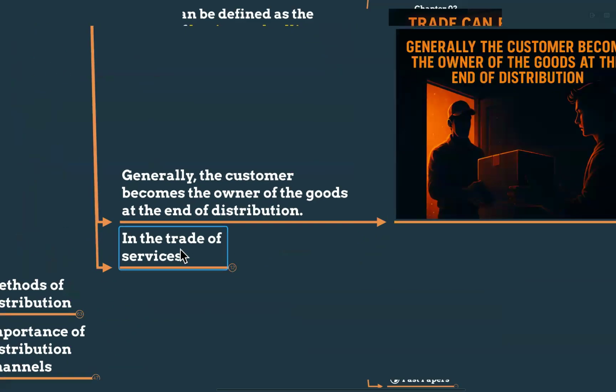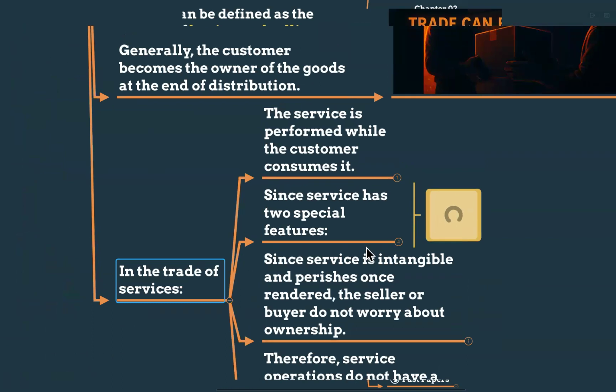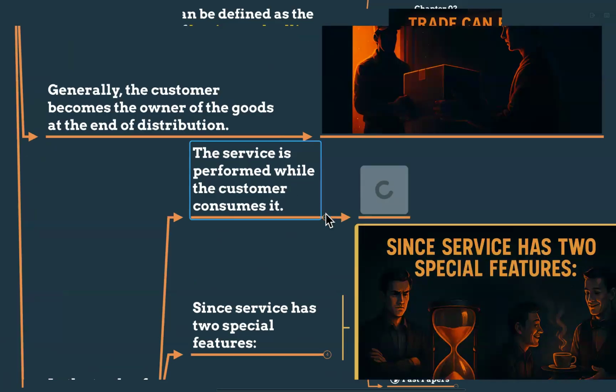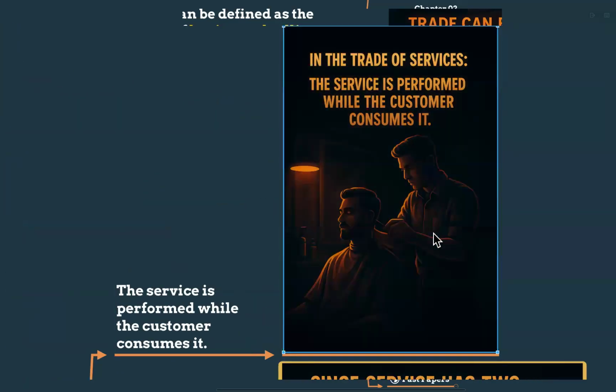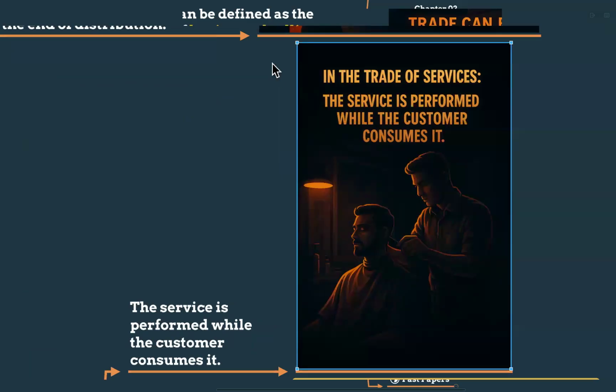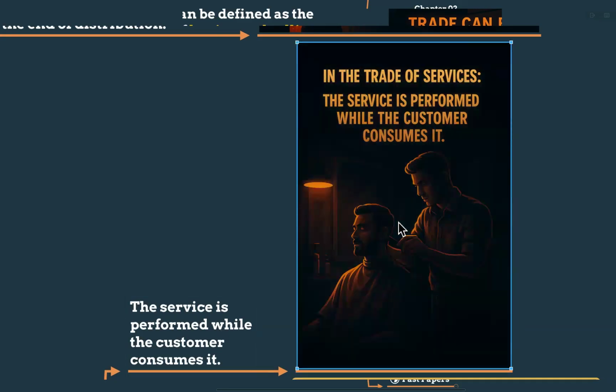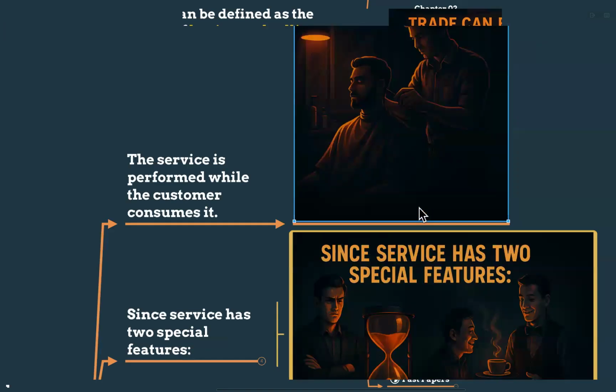And in the trade of services, not only physical goods, there is a trade of services as well. So what we are doing right now: the service is performed while the customer consumes it. Right now, I am performing my teaching, I am doing lecturing, and you are consuming at the same time. So the service is performed while the customer consumes it. Right? Services are different because you can't store them or separate them from the provider. You can't separate my teaching from me. It is with me always. So services are always special.